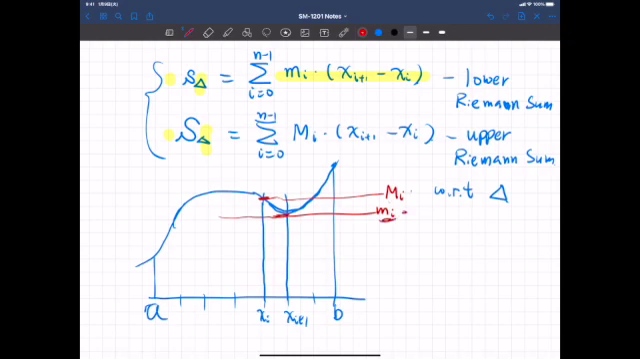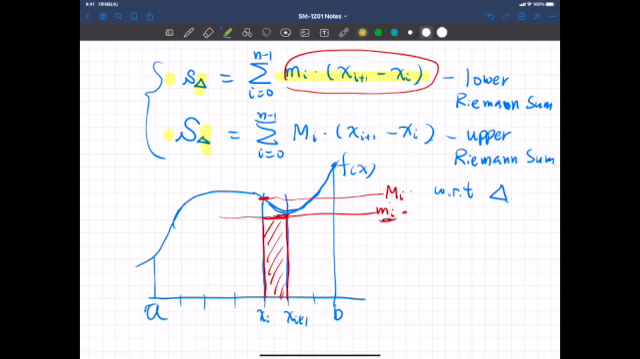So in the first sum, the lower Riemann sum, each term will represent this area, which is below the curve made by the graph of f of x. And the upper Riemann sum corresponds to this area, this yellow region, this rectangle. So this means the area under the curve of this function. That will be, let's see, this region.